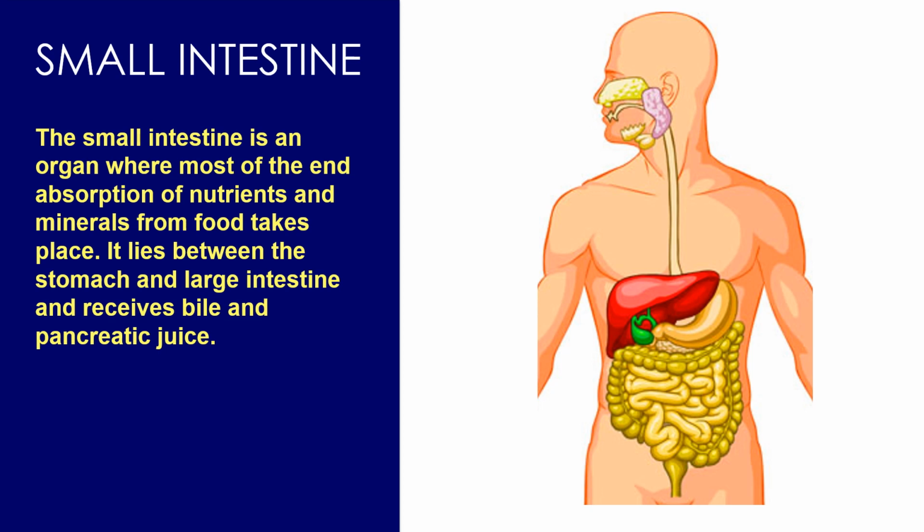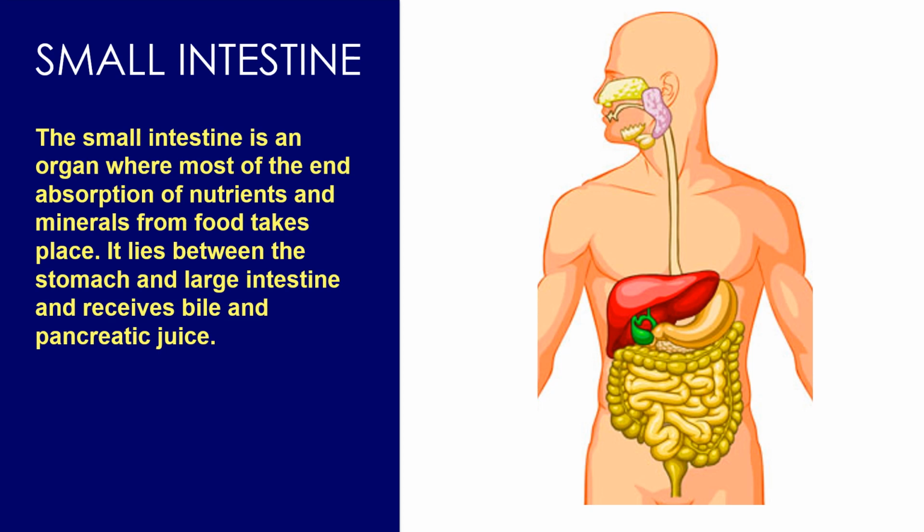Small intestine. The small intestine is an organ where most of the absorption of nutrients and minerals from food takes place. It lies between the stomach and large intestine and receives bile and pancreatic juice. So this is a thin long tube about 10 feet long, and it's a part of the lower gastrointestinal tract, and it is present behind the stomach, and this is the region where most of the absorption of nutrients takes place.